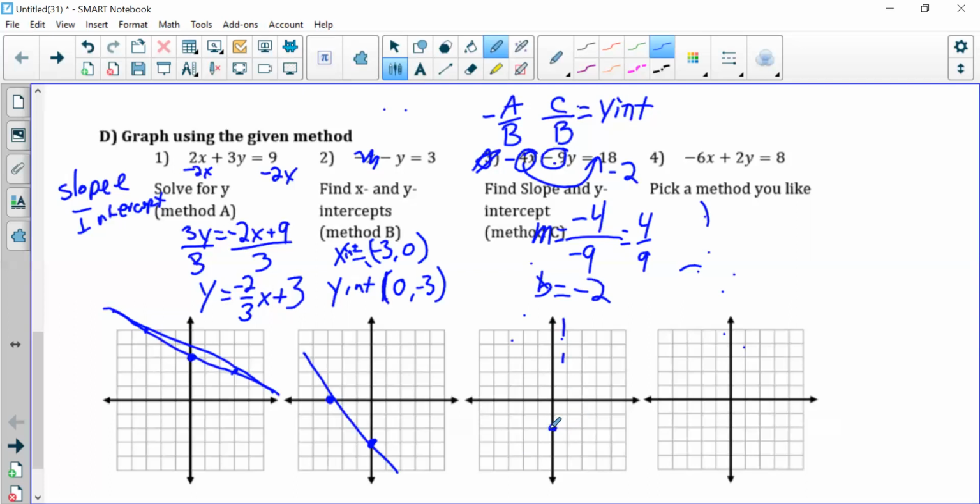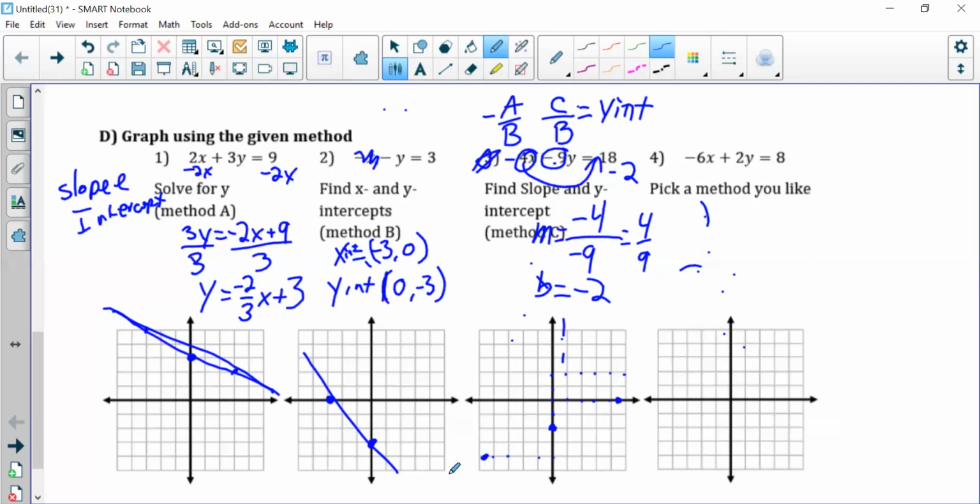Our slope we know is 4/9, so I'm going to go up 4, 1, 2, 3, 4, and over 9, 1, 2, 3, 4, 5. Something's not working right. So let's do this approximately. Let's kind of divide this guy in half. So if I divided it in half, I'd only go up 2 and I'd go over 4.5. So let's do that. Up 2 and over 4.5. 1, 2, 3, 4.5. All right, this is not ideal, but this is the best graph I got to work with. So I'm going to go down 2, 1, 2, and I'm going to go to the left 4.5. 1, 2, 3, 4.5. All right.